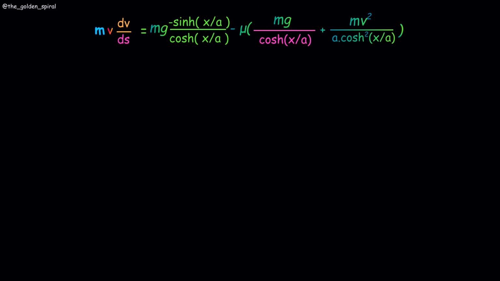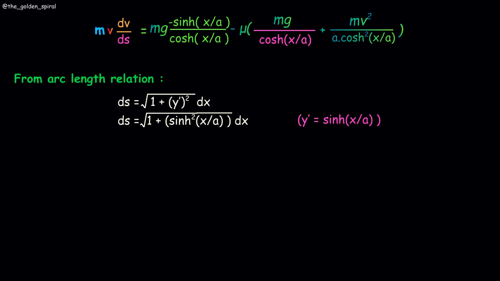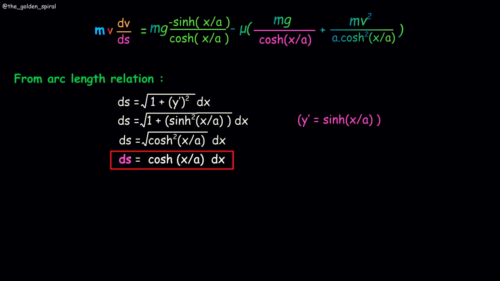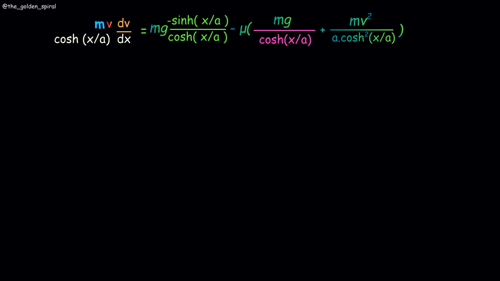So we need to find an expression that can relate s to x. Now this is the third time we are going to use this. This is our arc length relation. ds is root over 1 plus dy over dx squared times dx, by which we get root over 1 plus sine hyperbolic squared x by a, which by an identity is equal to cos hyperbolic squared x by a. This square and this radical cancel out. We get ds equals cos hyperbolic x by a times dx. Value of ds, substitute in this expression.